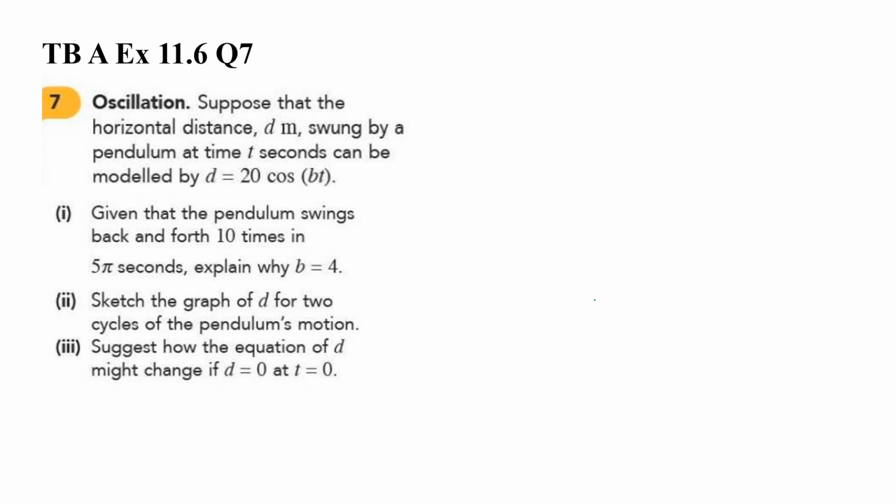All right, let's look at the next question. This is a question on oscillations. It's a pendulum. Imagine that you have a pendulum and then you swing it. The motion can be explained using d equals 20 cos bt. Given that the pendulum swings back and forth 10 times in 5 pi seconds, we need to find the period.